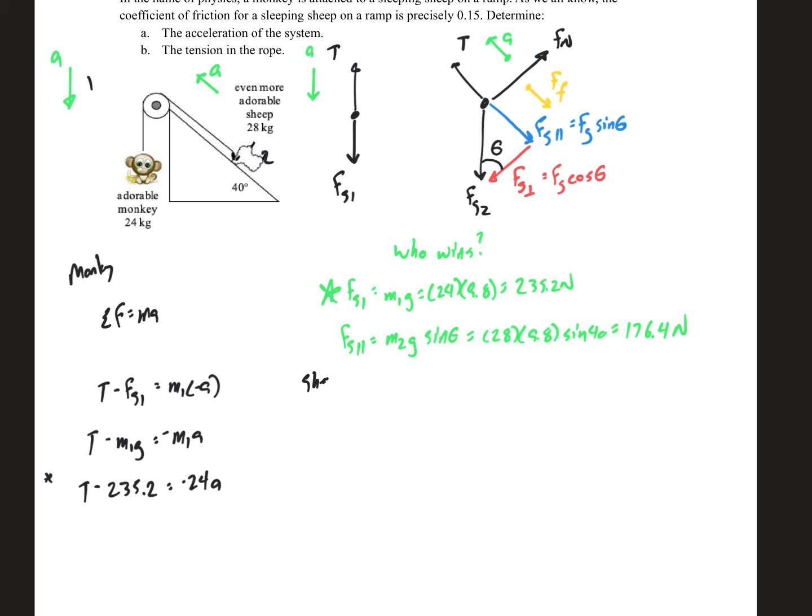For the sheep, we can do the same thing. We can utilize the fact that up the ramp was positive and down the ramp was negative using this method. So up the ramp positive, it'll be tension. Friction points down the ramp. The FG parallel points down the ramp. And so this is going to be M2 times A, positive A because it's accelerating up the ramp.